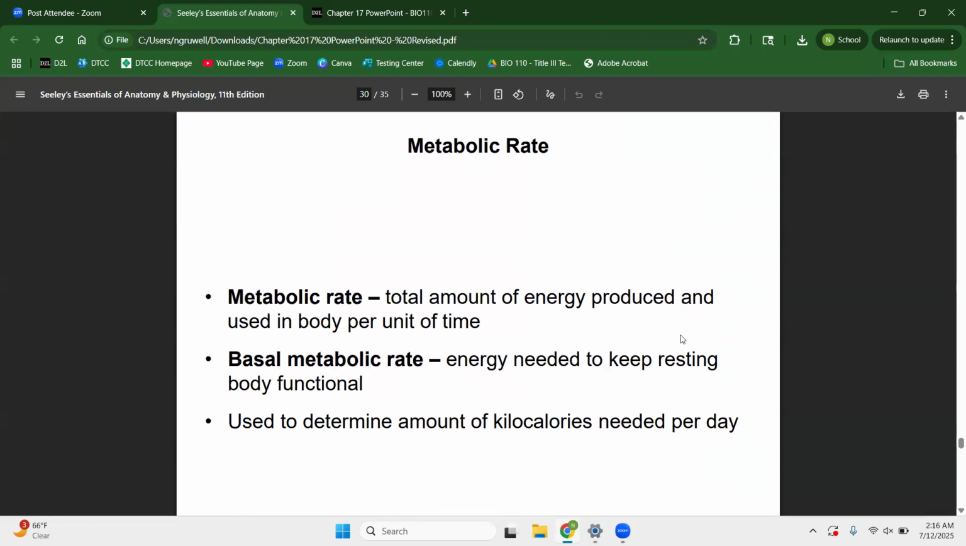Okay, our metabolic rate. We said metabolism is the total sum of all the reactions in the body. So our metabolic rate is going to be that total amount of energy, or the sum of all those reactions, and we're going to divide that by a unit of time. Our basal metabolic rate is the same idea, but it just refers to the energy needed to keep the resting body functional. So basal metabolic rate is if you were just laying still in bed, how much energy your body is using just to keep our systems going. And this is how we're going to determine how many kilocalories, or big C Calories, are needed per day.